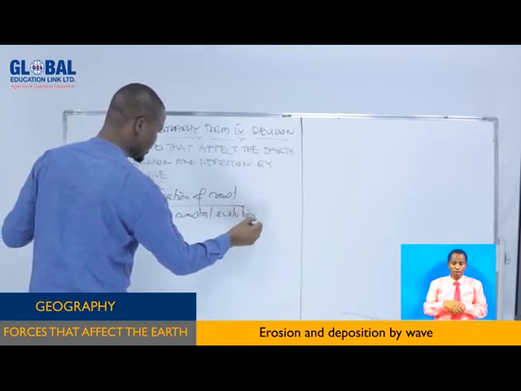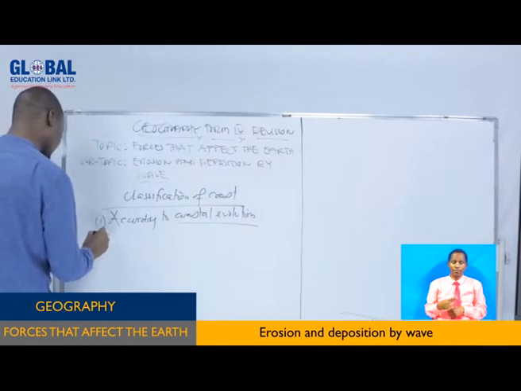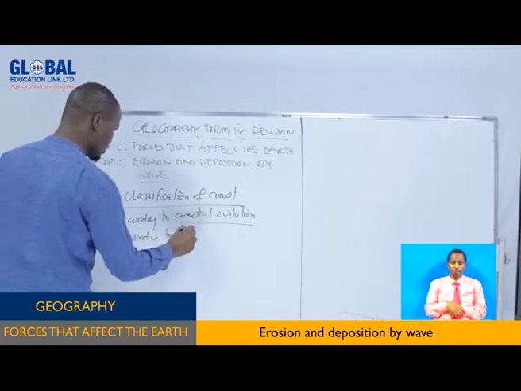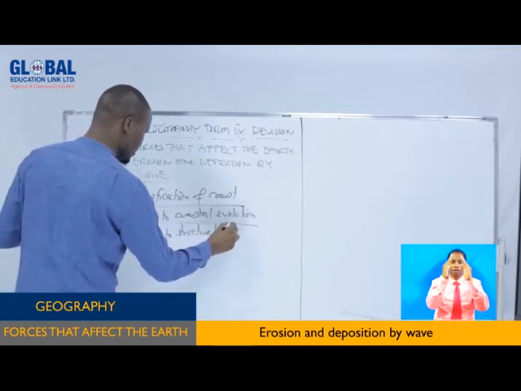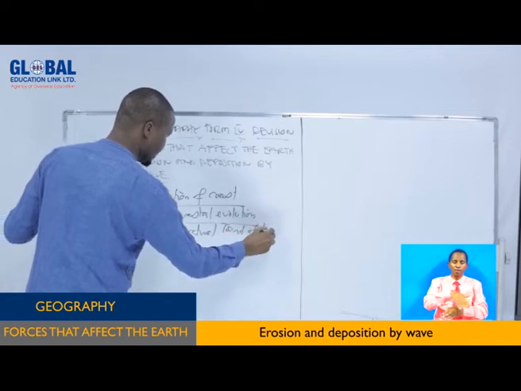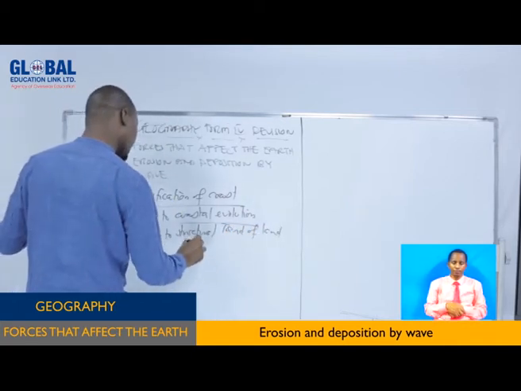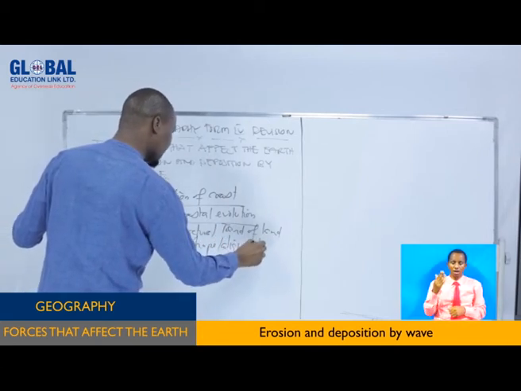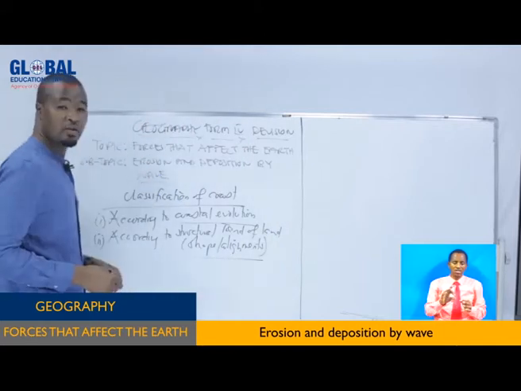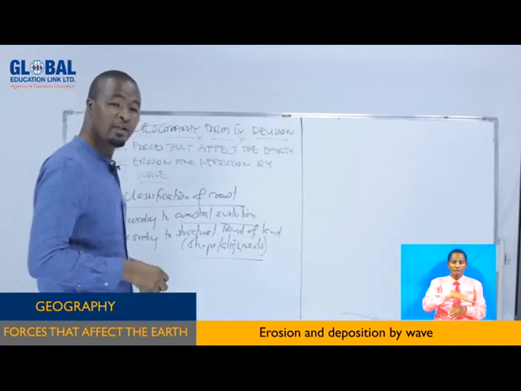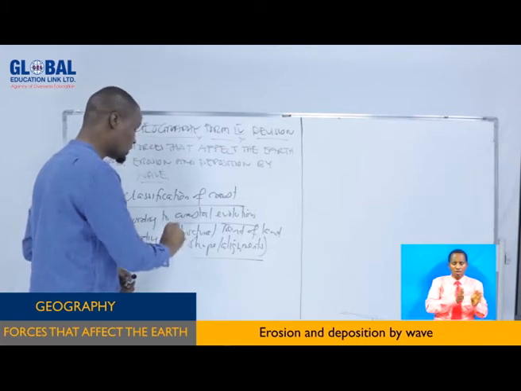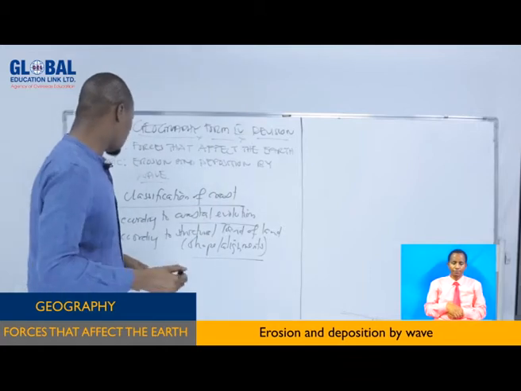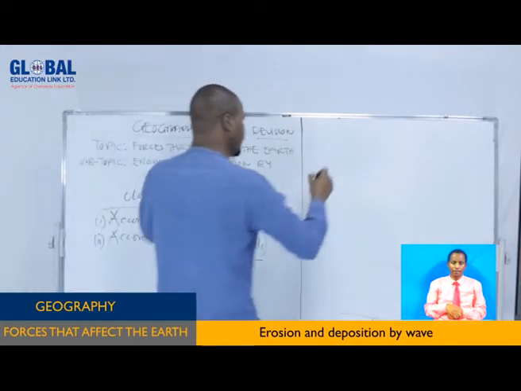Evolution refers to the changes which take place at the coastline area. And according to structural trend of land. We say according to the shape or the coastal alignment, the arrangement of the rocks with respect to the sea. We call it the structural trend of land. Let's see classification of coast according to coastal evolution.